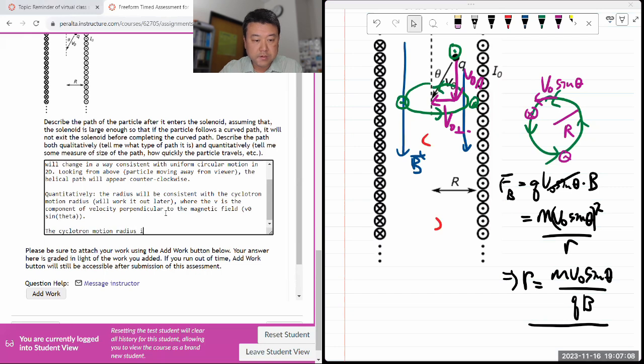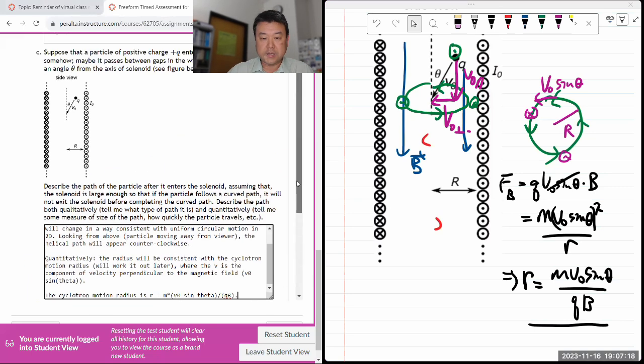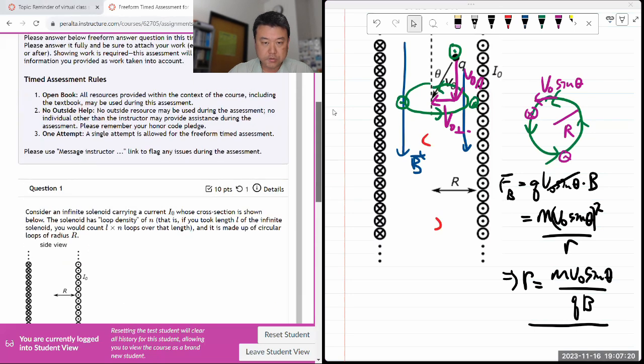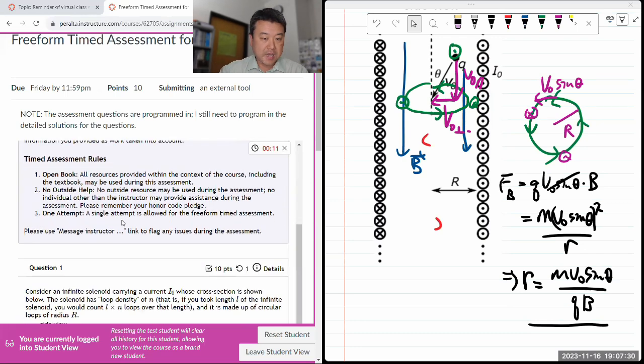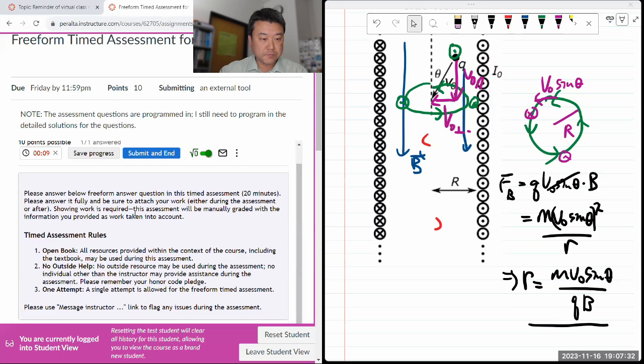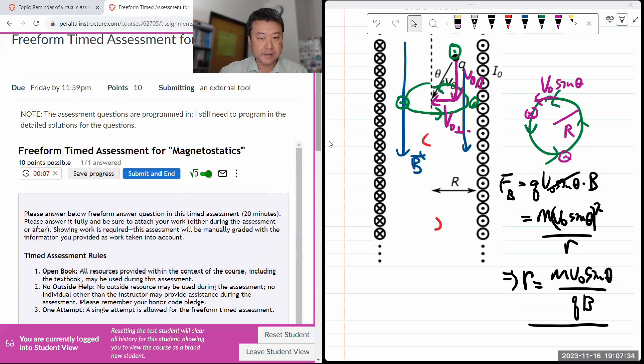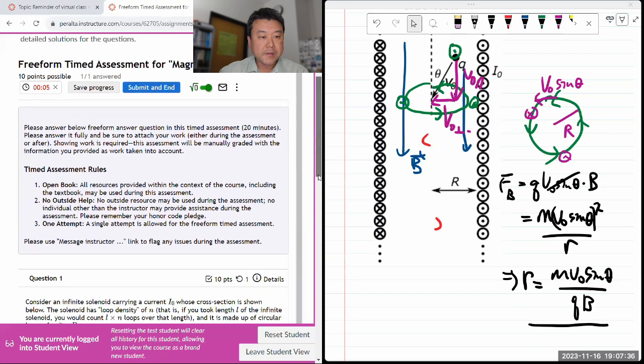The cyclotron motion radius is R equals M times V naught sine theta divided by QB. Now, unfortunately, I won't have the solutions to display to you right now, although I can bring up the solution of the question that this came out of and show you that and compare. I think I can do that.